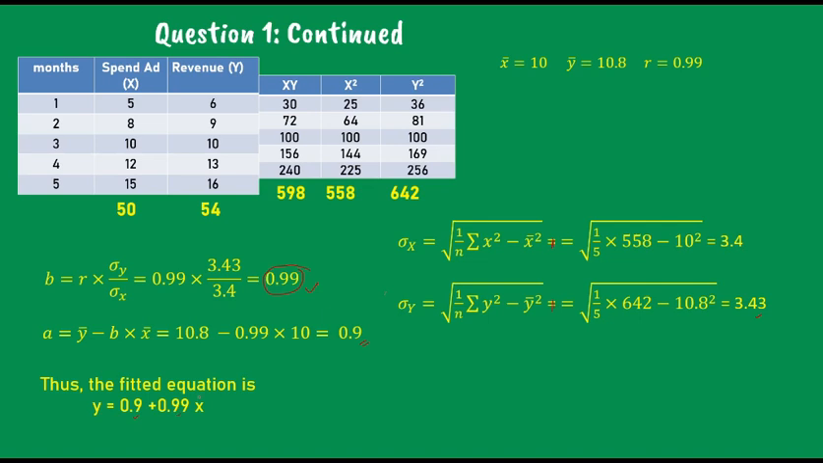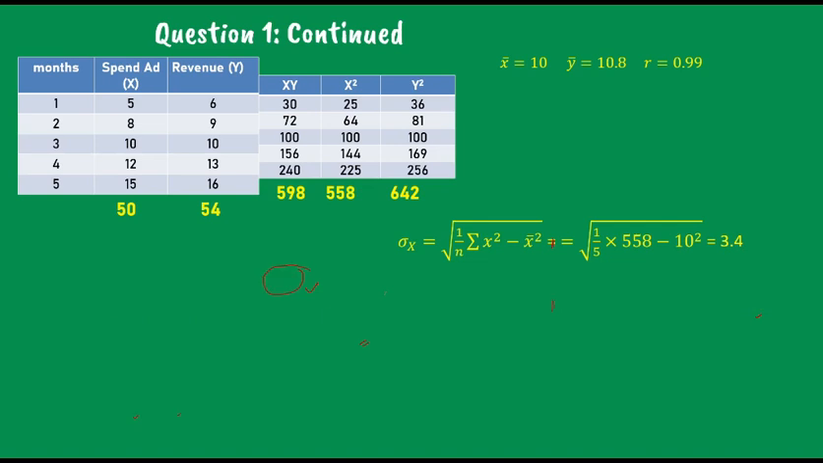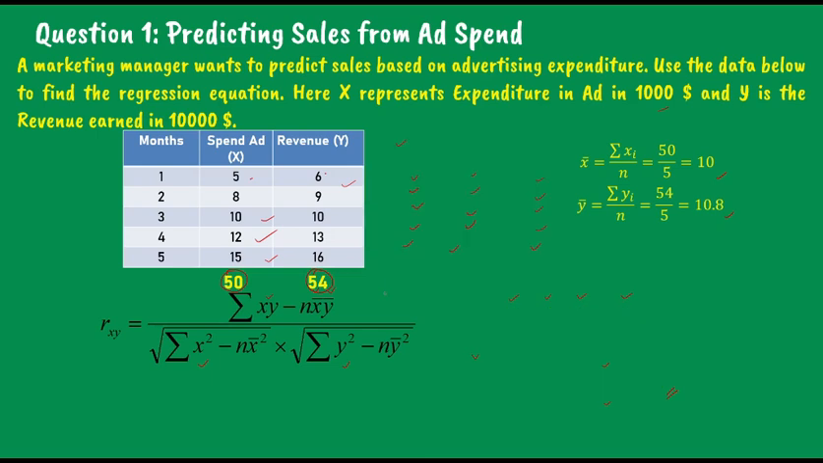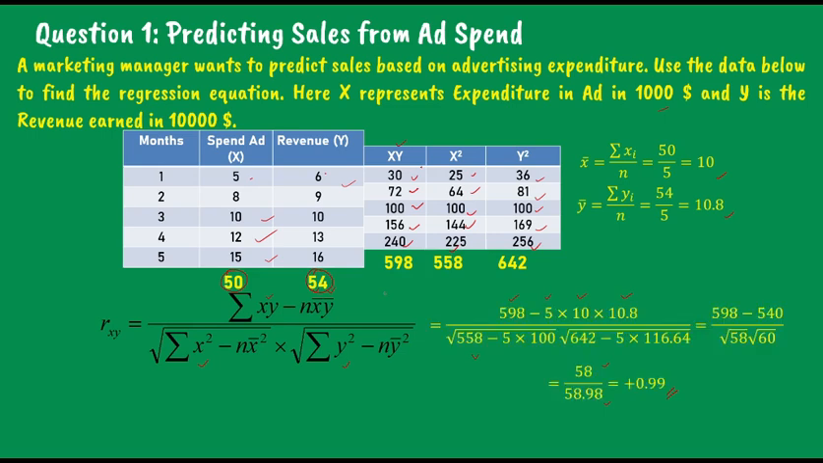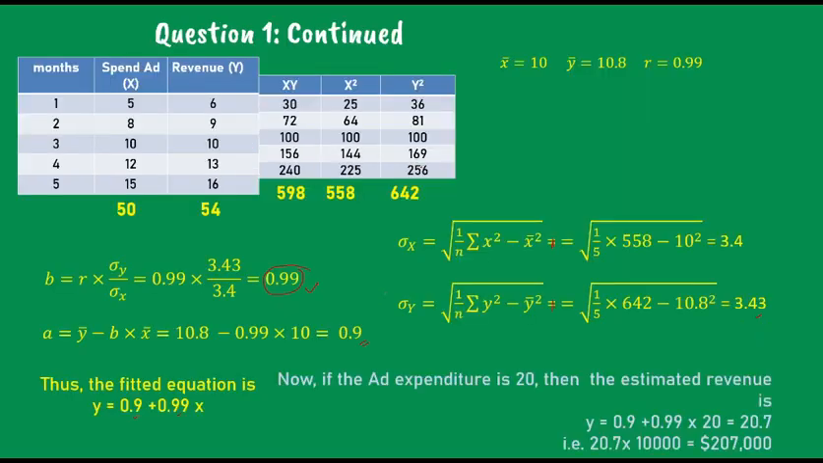Now you see there was a part of the question where I was asked to estimate the value. Here x represents the expenditure, so prediction of sales. We are not asked to predict that way. The manager wants to predict the sales. Use the data below to find the regression equation. I think I am done. So the regression equation is done.